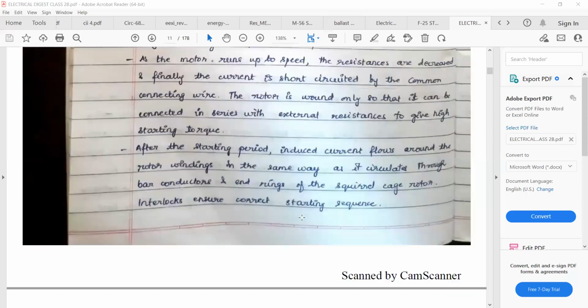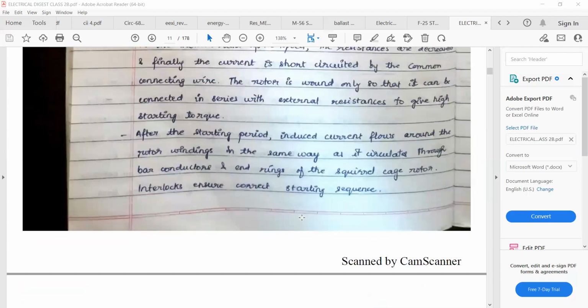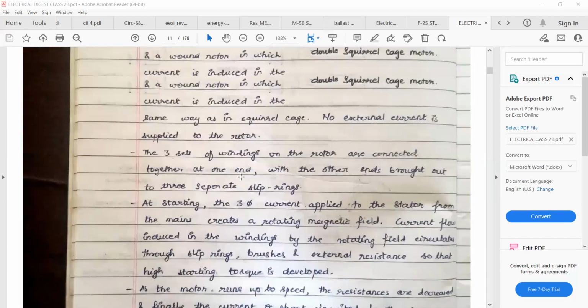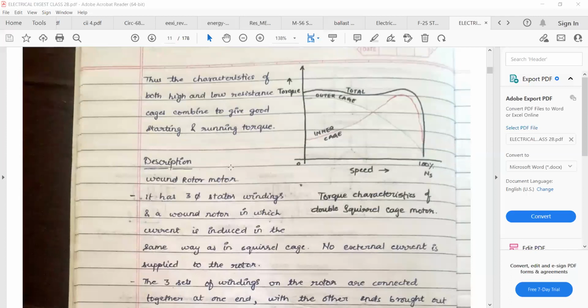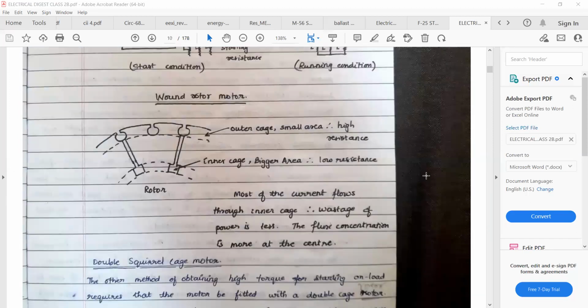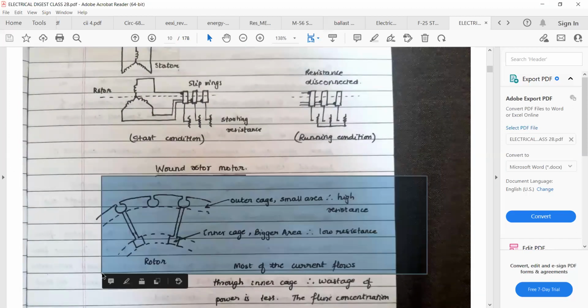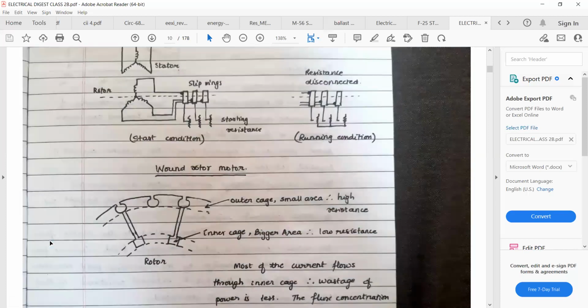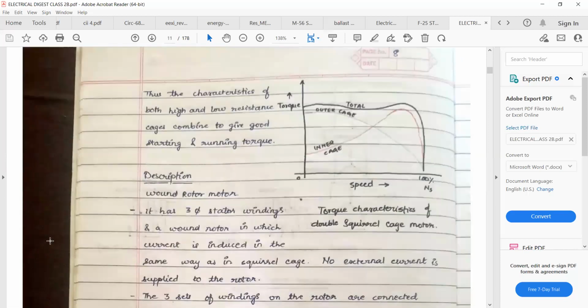Okay. No need to write about the wound rotor. Only one is enough. And you can draw this diagram. This is the torque because of your inner cage. This is the torque because of your outer cage. And the total torque will be much higher than earlier. Draw this diagram. This one. Okay. Okay, sir.